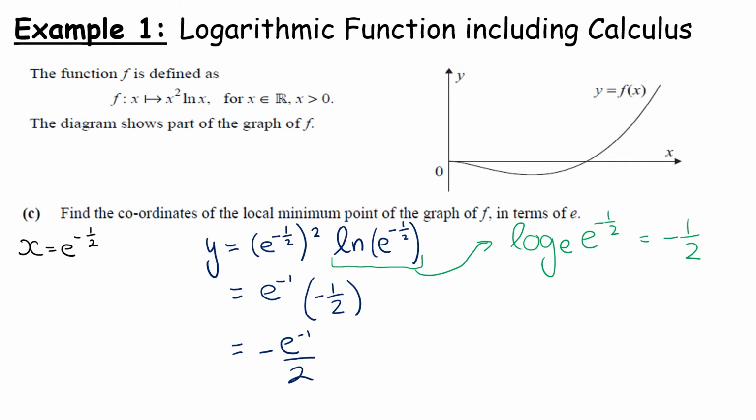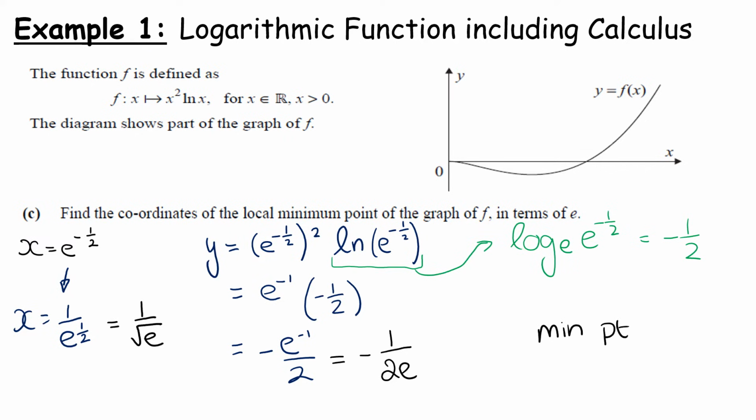So my point has an x coordinate and a y coordinate, but I want to tidy that up. So my e to the power of minus a half, I can bring that e under the line. So that's 1 over e to the power of a half. It means that my power becomes positive. And then power of a half is the square root. So I have 1 over square root of e. For my y value here, the minus stays. Again, I can bring that e under the line, so 1 over 2e. So therefore, my minimum turning point, or local min point, is 1 over root e, minus 1 over 2e.